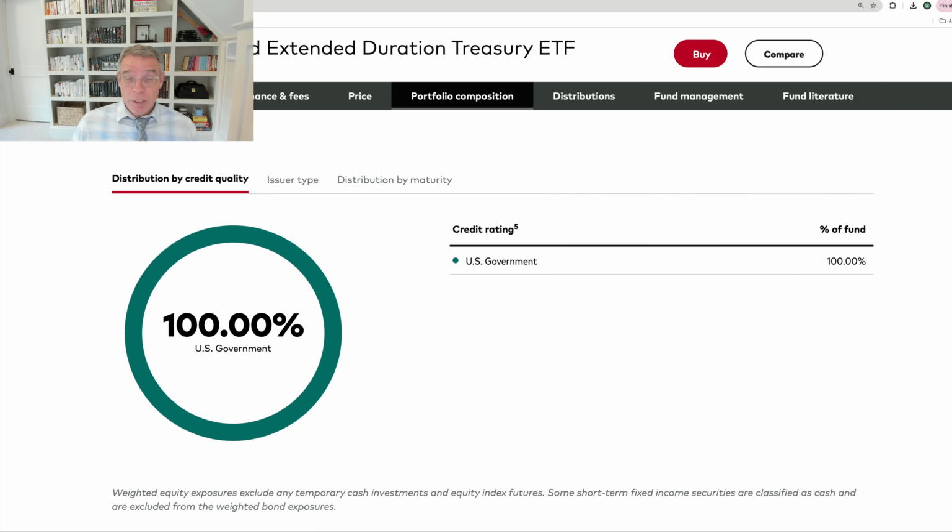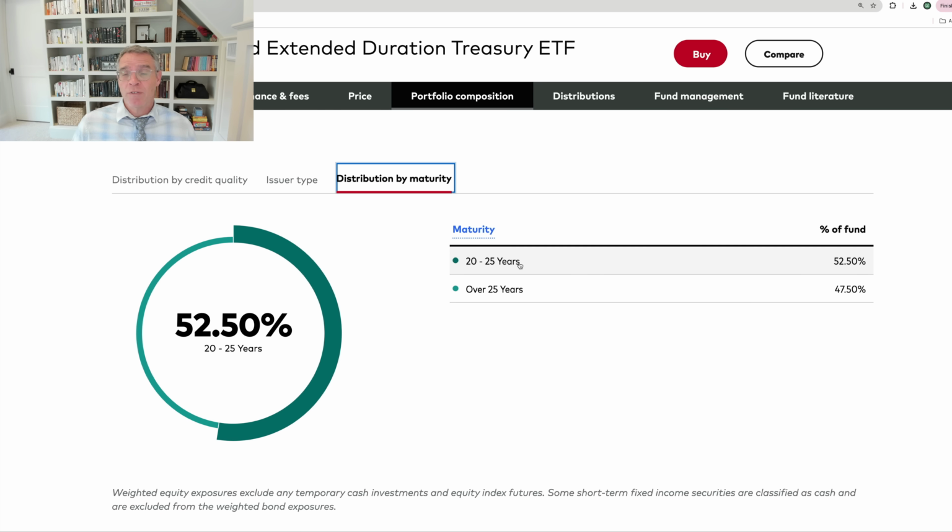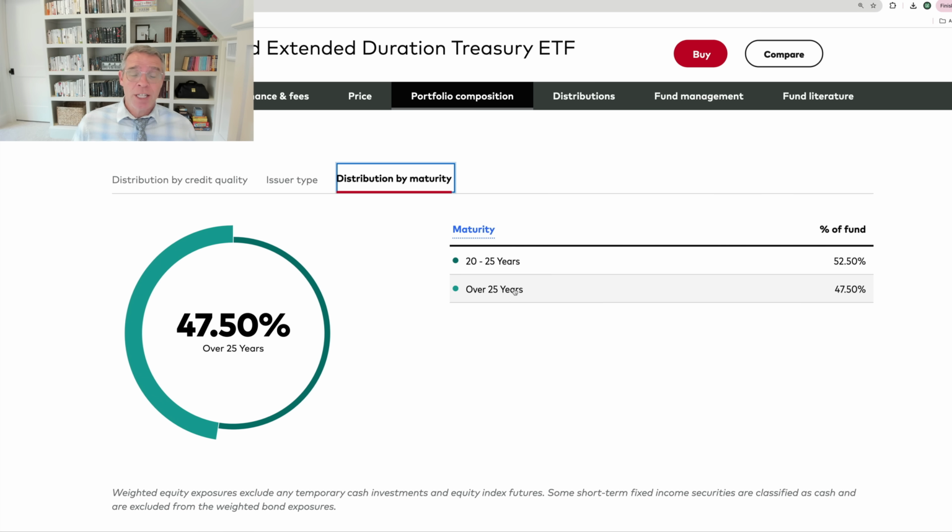The portfolio composition on this is 100% U.S. government bonds. So again, expect your tax situation to be similar as if you were holding an individual U.S. government bond. And if you want to see what the maturity looks like on these bonds, about 52% of it matures in 20 to 25 years, and about 48% matures over 25 years.